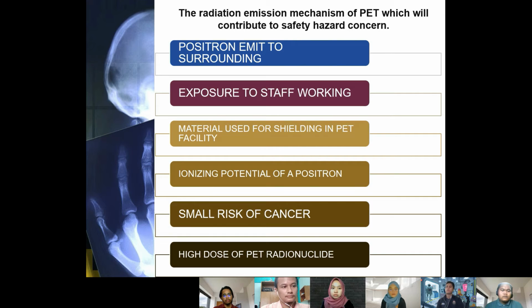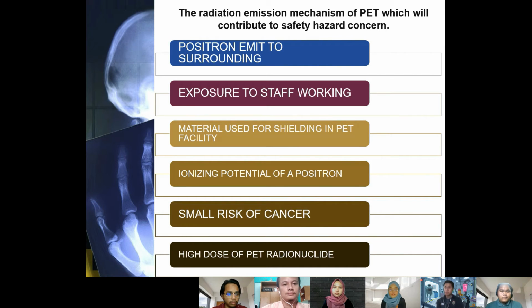The first mechanism of PET that will contribute to safety hazard concerns in the surroundings is positrons emitted to the surroundings. When a positron interacts with an electron, the resulting annihilation process converts the mass of the two oppositely charged particles into 511 keV gamma photons. The maximum positron energy determines the maximum distance these particles can travel in the air.